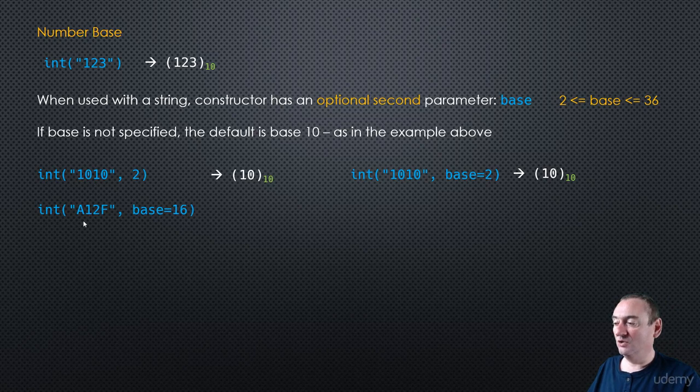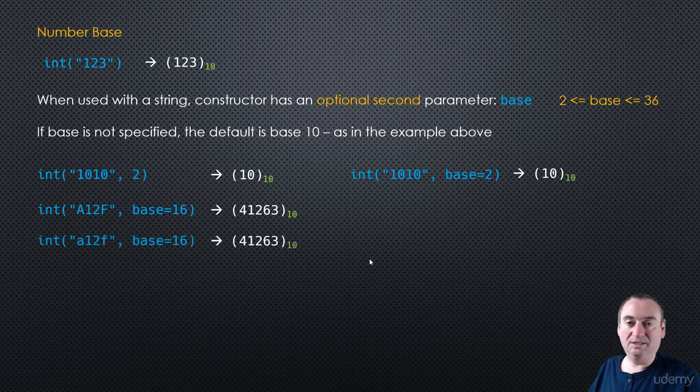Now, we can use also letters as long as we go beyond base 10. So if we're in base 16, the valid letters would be A through F. So this is actually quite correct. It will work. And so A1 to F in base 16 is the same thing as 41263 in base 10. And the case of these letters doesn't matter. You can use uppercase or lowercase. So this would work just as well. All right, we'll get the same number.